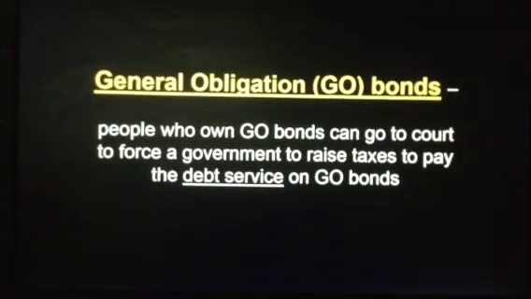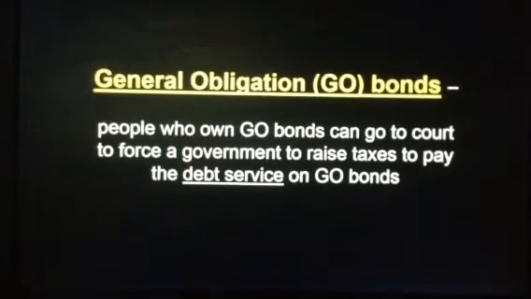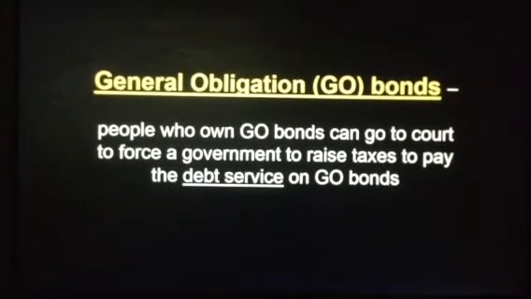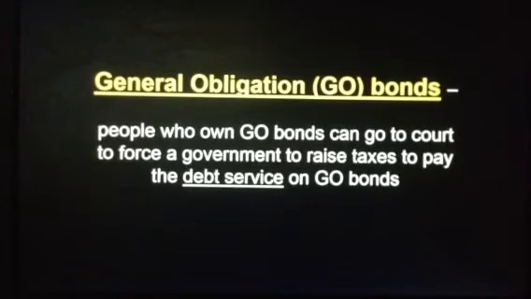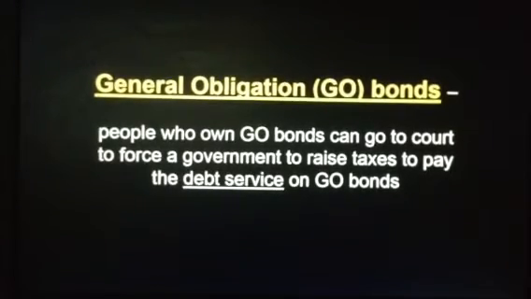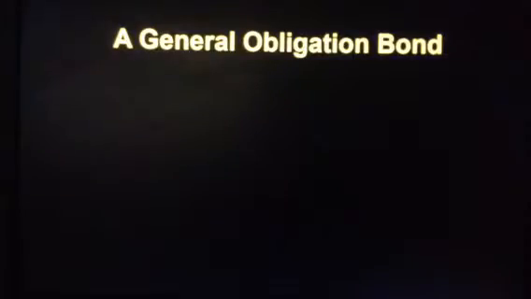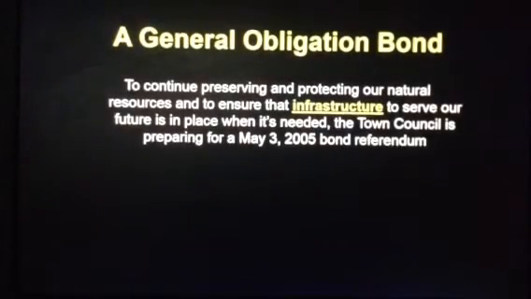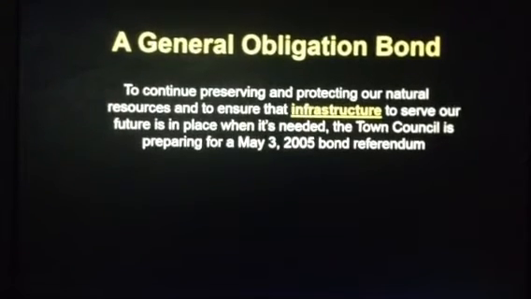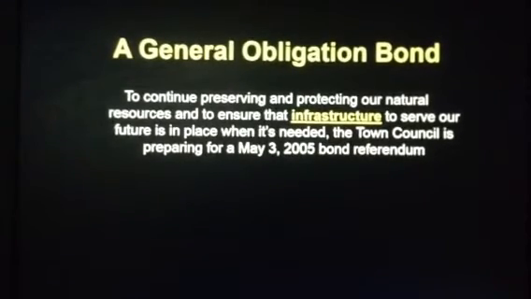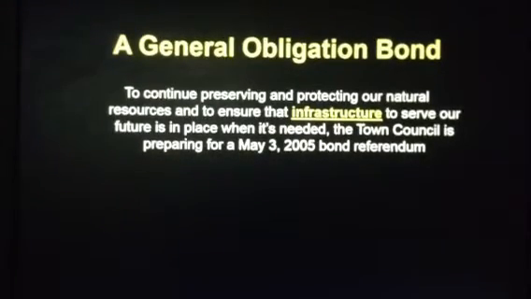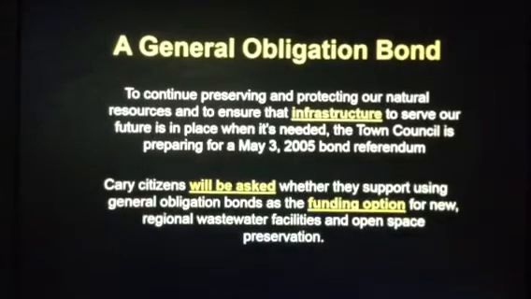A general obligation bond, or a GO bond, people who own GO bonds can go to court to force government to raise taxes to pay the debt service on the GO bond. By Constitution, the North Carolina electorate has to approve all general obligation bonds. An example of usually general obligation bonds are used to build infrastructure, maybe to build new public schools or renovate public schools.